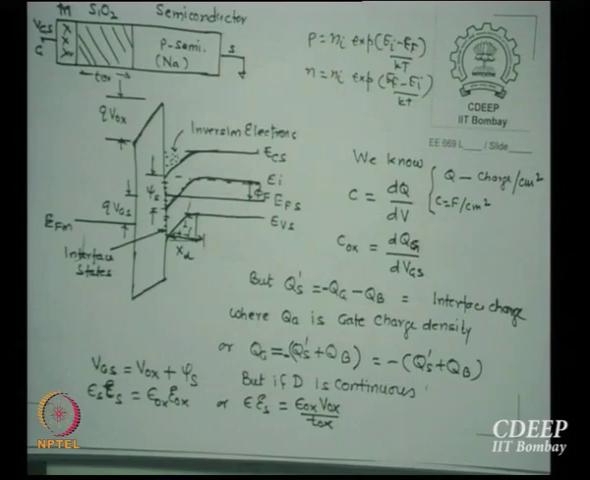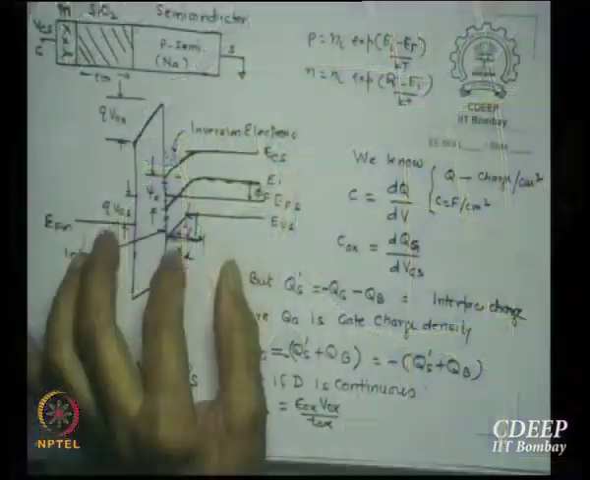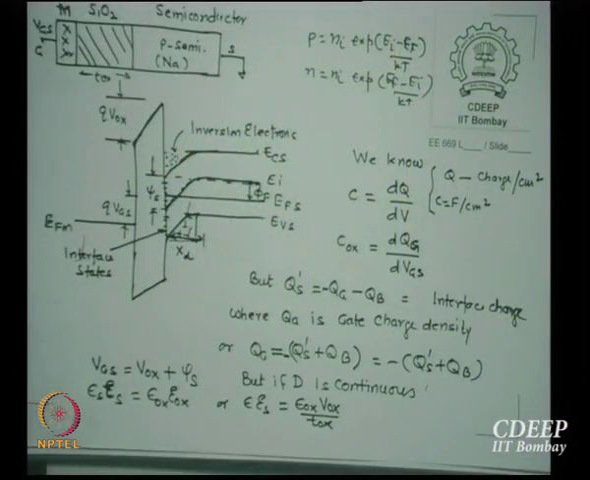As you start applying VGS, the bands start bending. As EI is above EFS, your hole concentration is reducing, but the depletion layer is enhancing because acceptors are uncovered. As you further increase VGS, the bands further bend down to adjust to this VGS. As it bends down and touches EFS, we say the material has become intrinsic. And if you further apply VGS, then EI crosses EFS and you expect electrons to come.